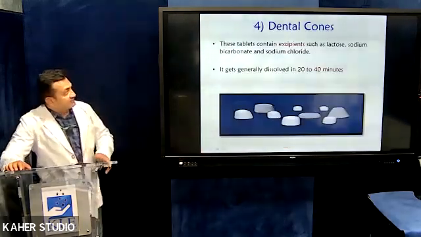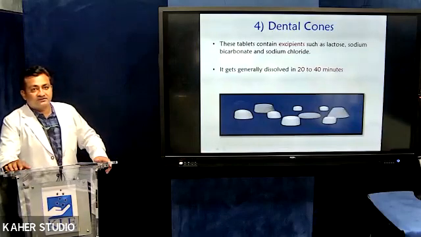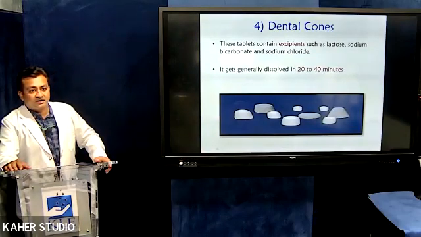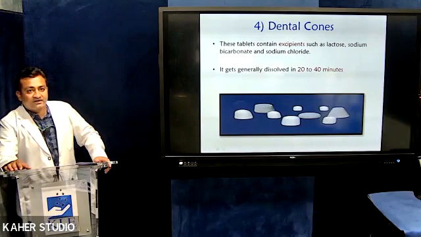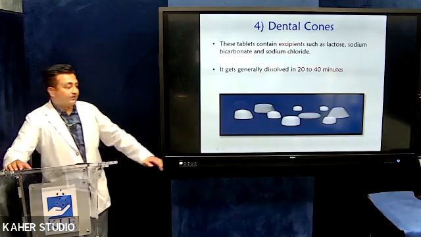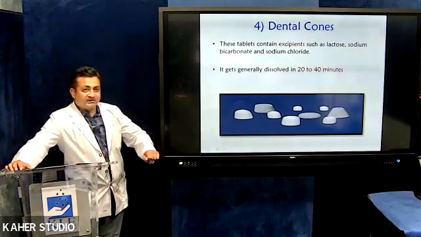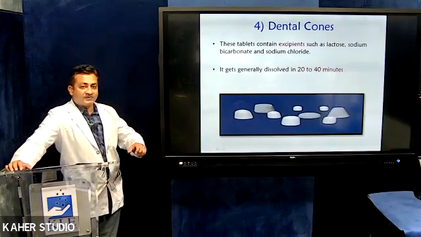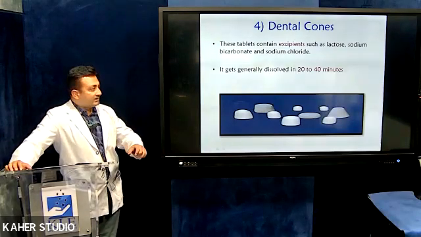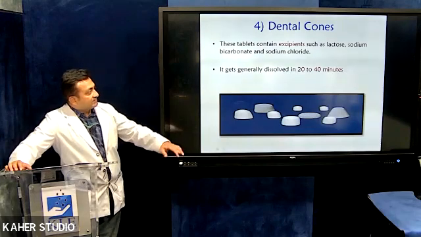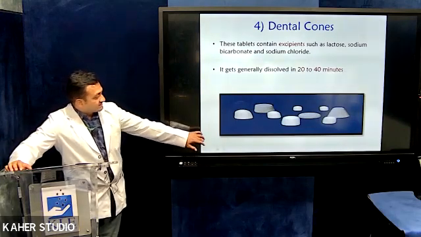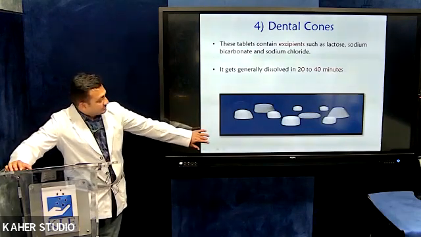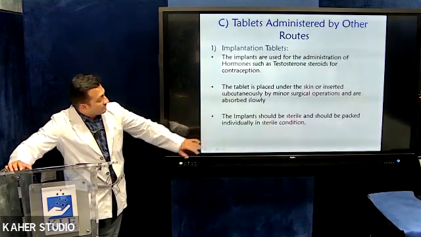These tablets contain excipients such as lactose, sodium bicarbonate, and sodium chloride, and generally dissolve in 20 to 40 minutes. The size and shape of the dental cone depends on the area where the tooth extraction is done, where it has to be placed. So normally the shape differs accordingly.